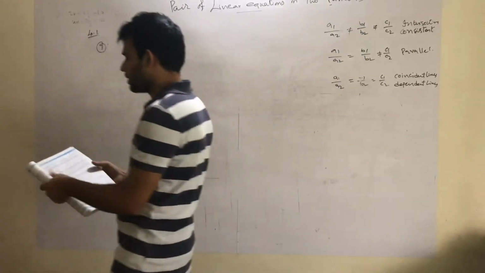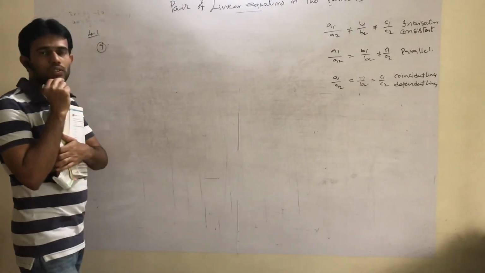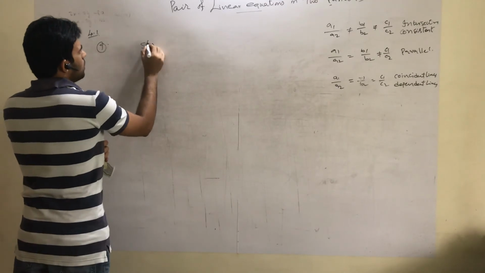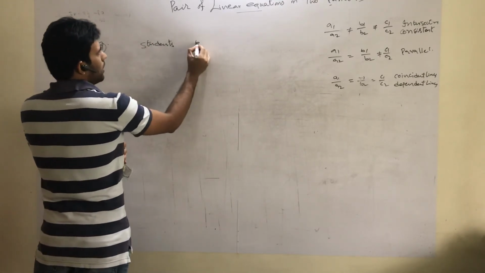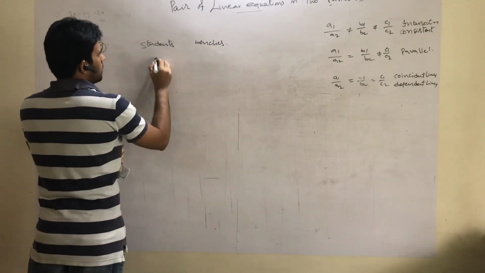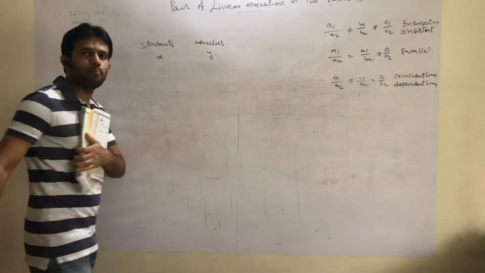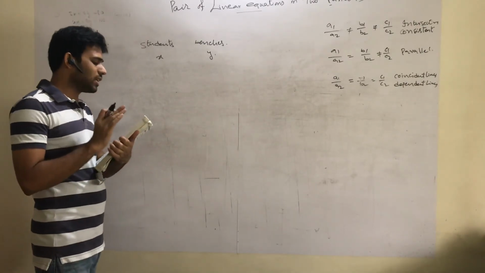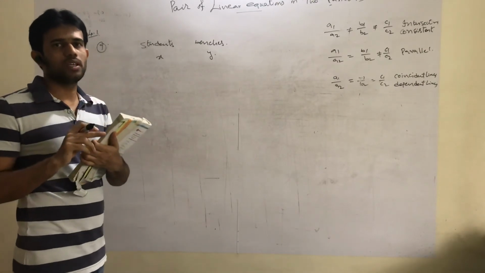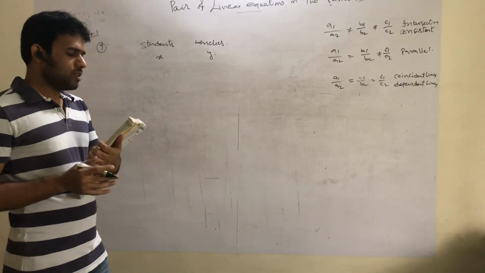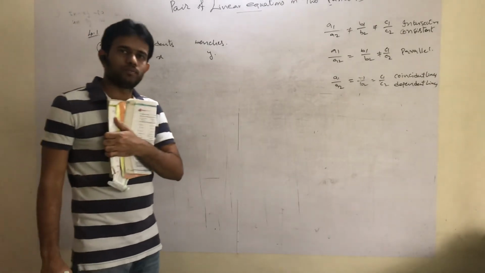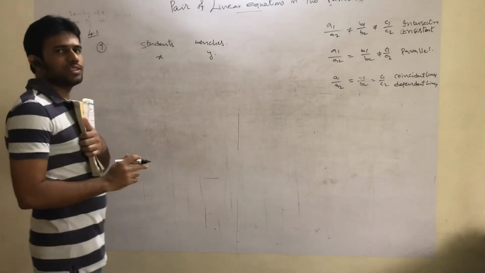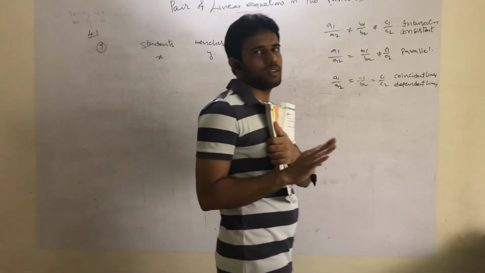So in class 10, here you need to understand what the variables are. There are 2 variables: one is the students, the other is benches. Let's consider x as the students and y as the benches. So what they are saying is, in class 10, if 3 students sit on each bench, 1 student will be left.